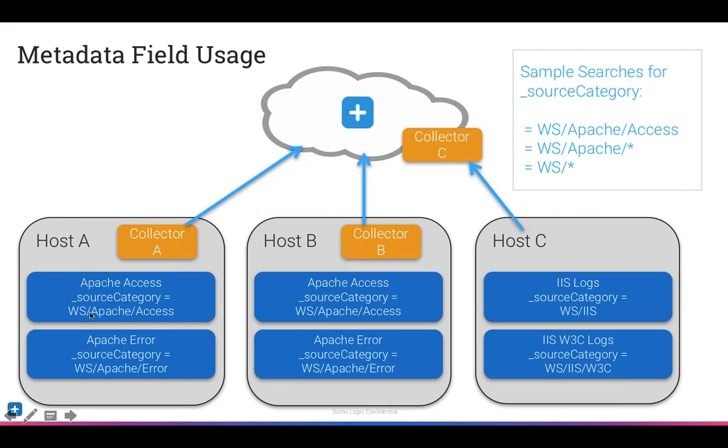I can run a search where source category equals WS Apache star. In that particular case, I'm searching for everything in host A because it's going to include the Apache Access and the Apache error data. Or I can run a search that says WS/star. In that case, I'm going to be searching for data across all my different hosts, A, B, and C, because everything starts with WS.